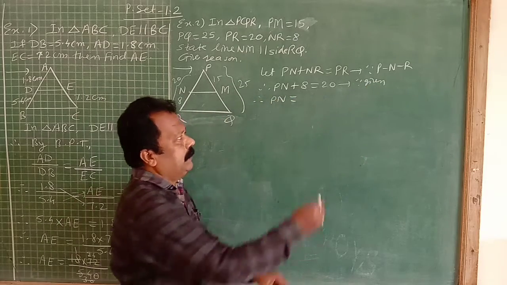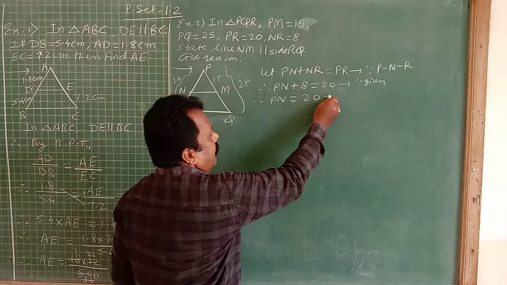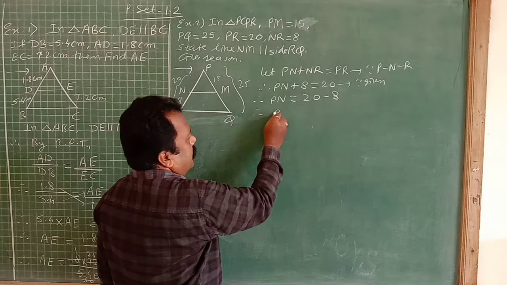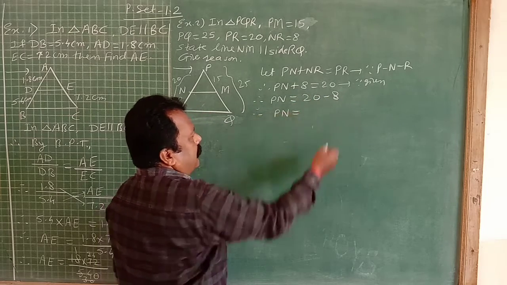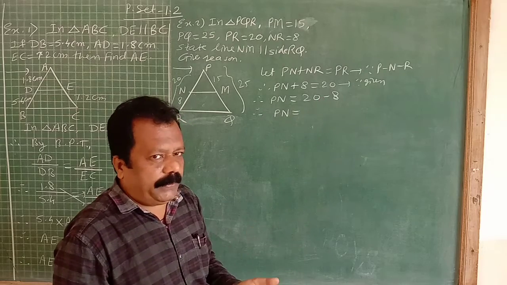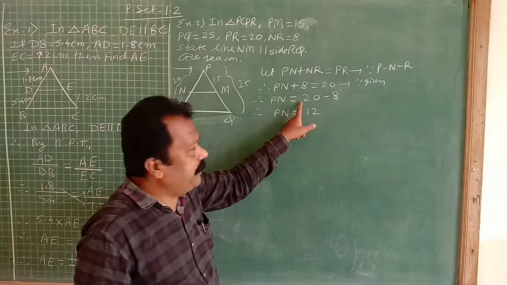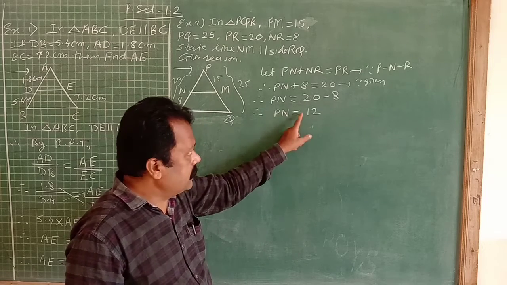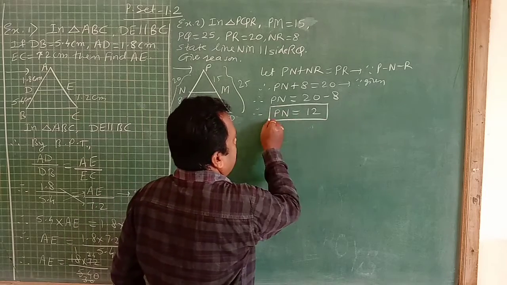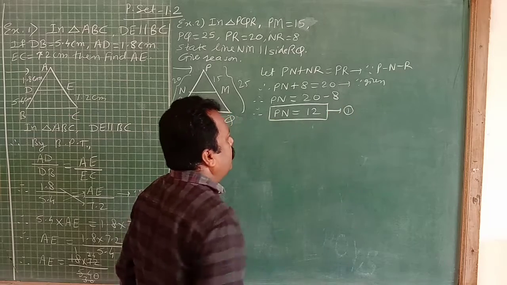Therefore PN is equal to 20 keep as it is, plus 8 after going to the right side becomes minus. Different signs, we have to subtract. 20 minus 8 is 12, and give the bigger number's sign, which is plus. So PN is equal to 12. This is the value, call this equation number 1.